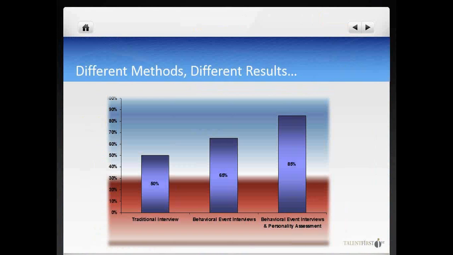When you add a behavioral or competency-based assessment to a behavioral event interview, your chances of hiring a successful employee can go up to 85%. What we're talking about here is that hiring is just like a gamble. There is no silver bullet that will guarantee that you will hire the right person every single time. You can, however, hedge your bets by incorporating a competency-based approach with multiple tools, which will enable you to make a more informed decision.